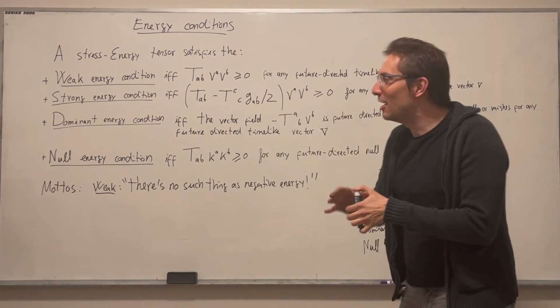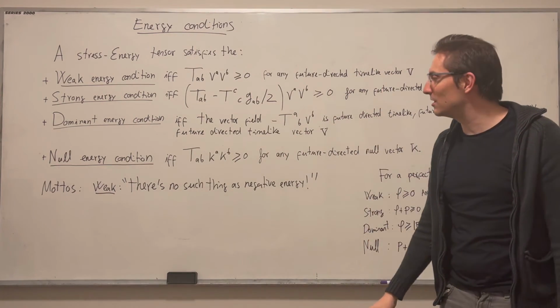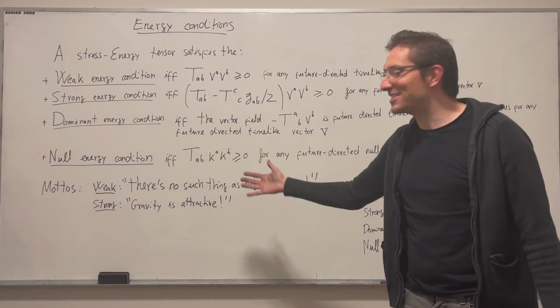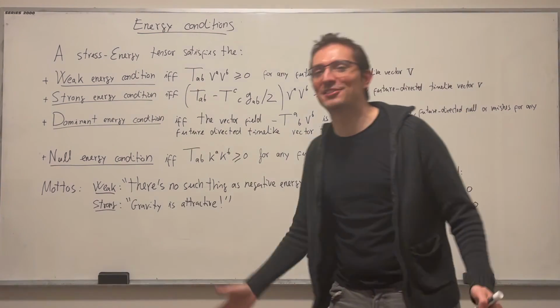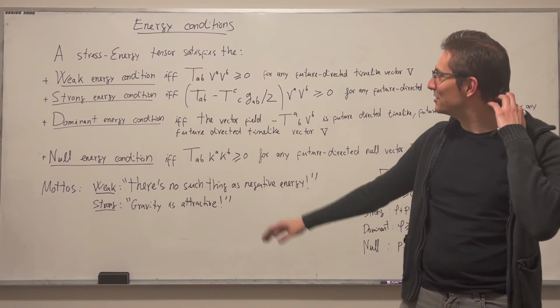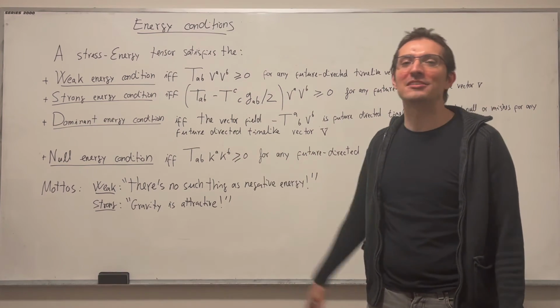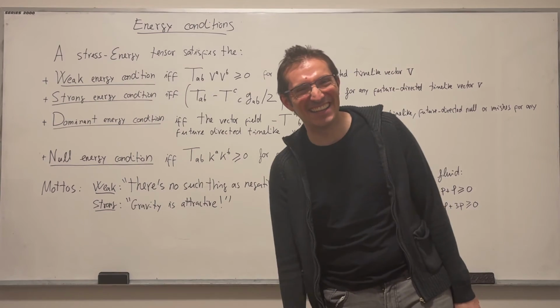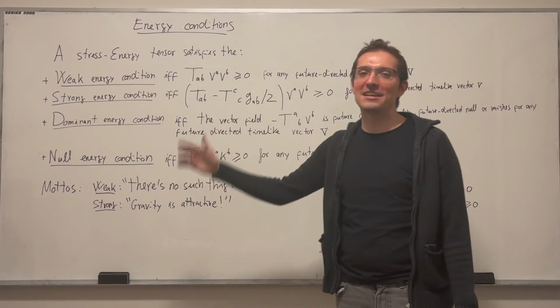So basically, we can summarize the strong energy condition with the following motto. Gravity is attractive. There's no such thing as repulsive gravity, anti-gravity, or whatever. That's the motto of the strong energy condition. No repulsive gravity. Go home. All right, let's go with the dominant energy condition.